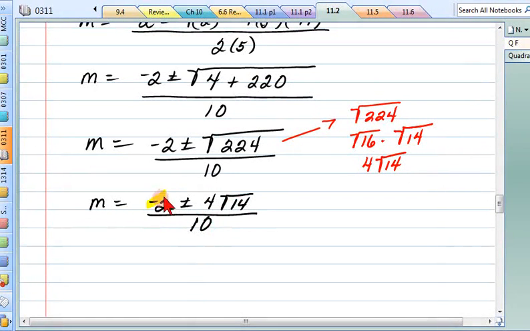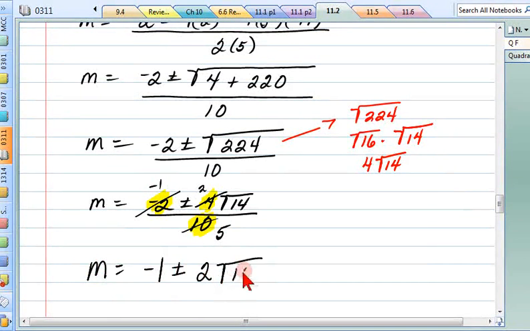Okay. This rational number, this rational coefficient, and this rational denominator all share a common factor, which means that this fractional answer can be reduced. Do you agree 2 goes into all those? So 2 is going to go in there negative 1 times, 2 is going to go in there 2 times, 2 is going to go in there 5 times. M is equal to negative 1 plus or minus 2 times the square root of 14 all over 5.